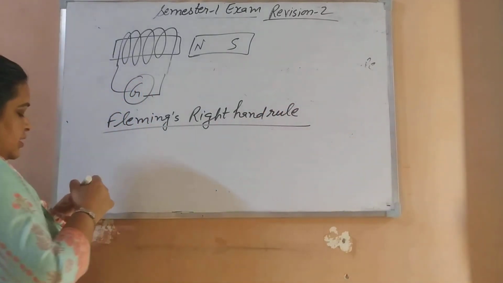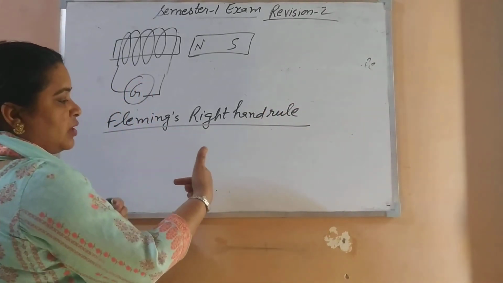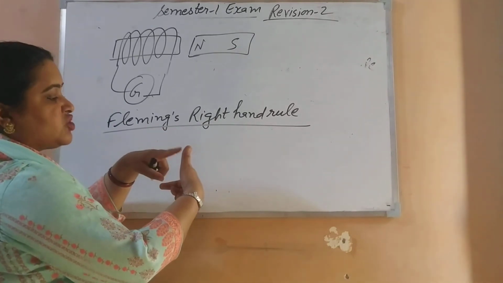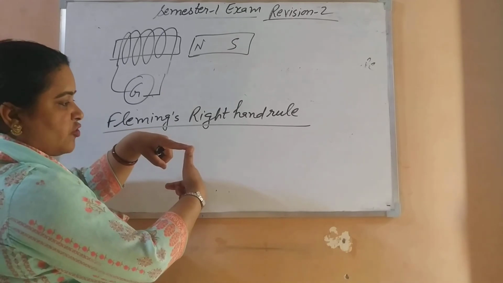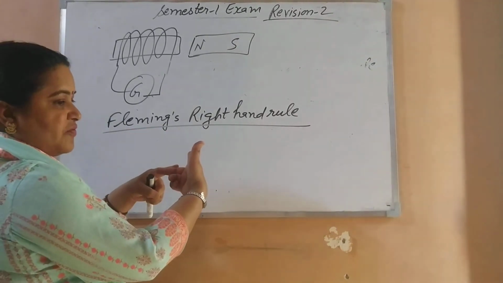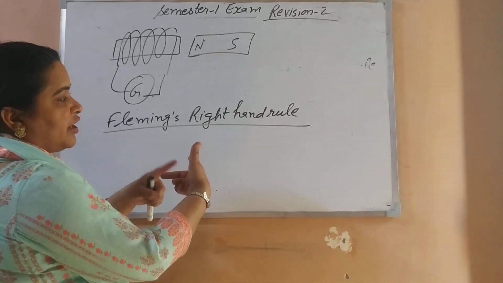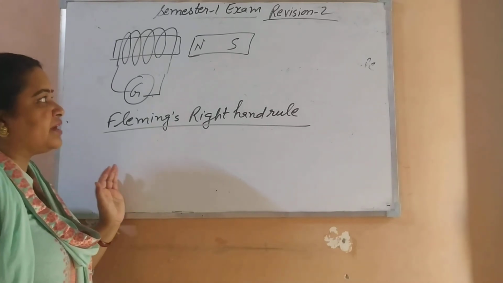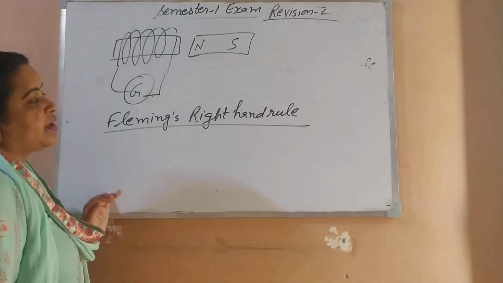Stretch the thumb, forefinger and middle finger of your right hand such that the thumb gives the direction of motion, the forefinger gives the direction of field, and the central finger gives the direction of current induced in the conductor. So you have to practice more in detail with the diagrams and all the things in this chapter.